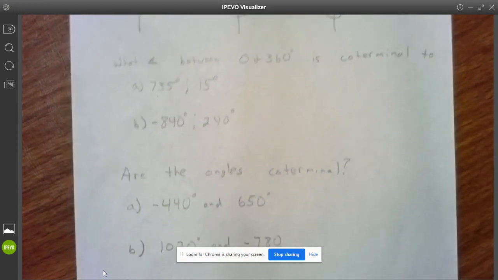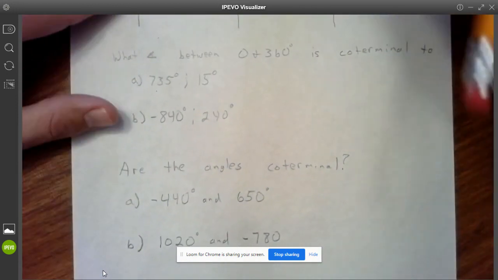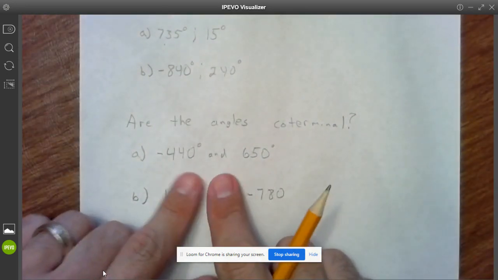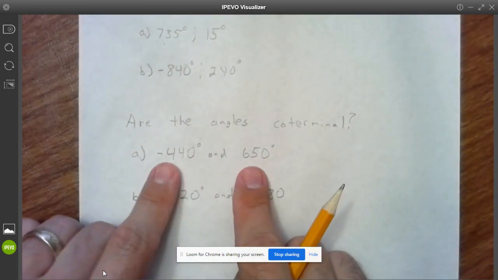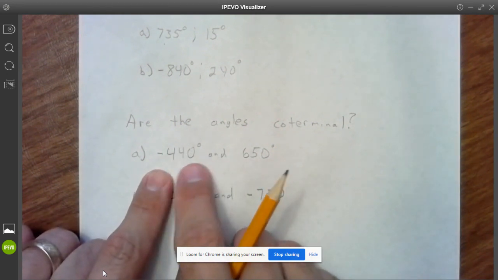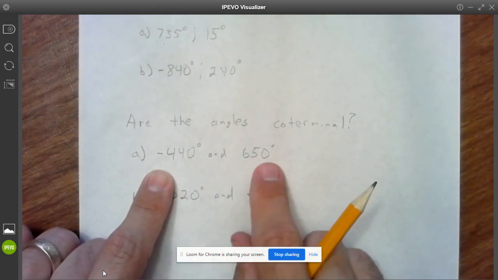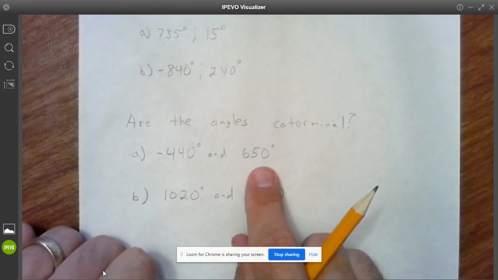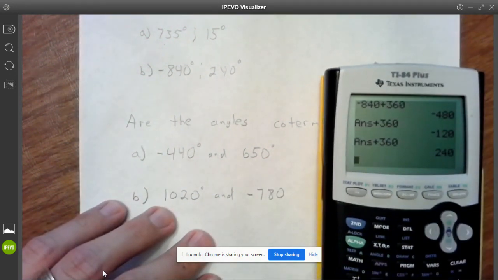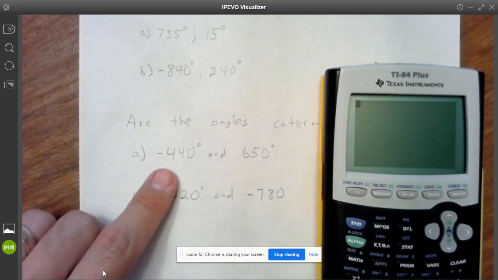Another type of question is whether or not two angles are coterminal. That's the question here. Are these two angles coterminal? We could just add 360 until we get to some angle between 0 and 360, and subtract 360 over here. What I'm going to do instead is just subtract the two numbers. The order doesn't matter here.